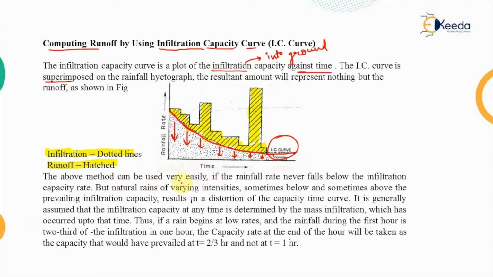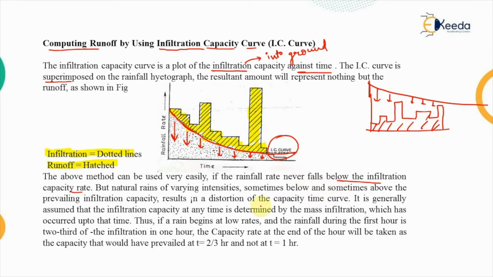Now this method can be used very easily if the rainfall rate never falls below the infiltration capacity rate. But it may not always be possible. It may be possible that this is the hydrograph at certain areas and the infiltration curve is like this. So in that case, what amount of water is going into the ground is very complex to calculate.